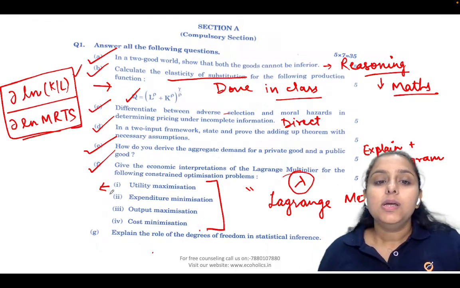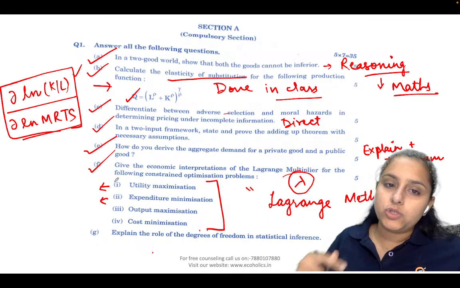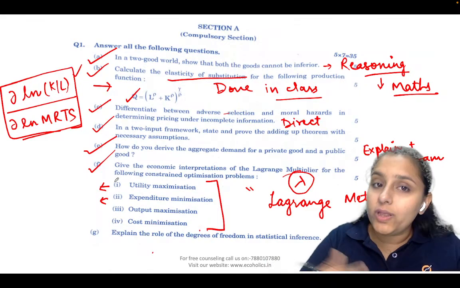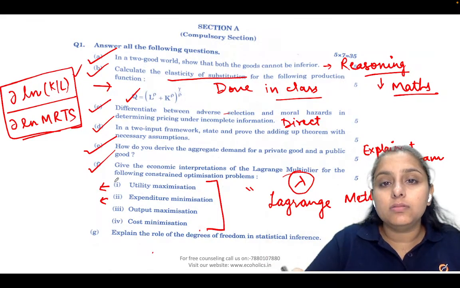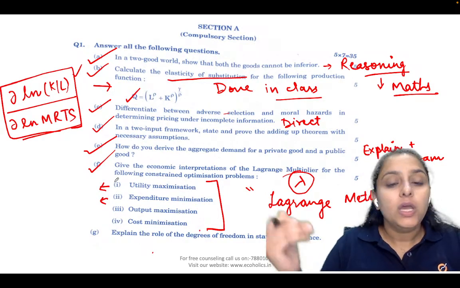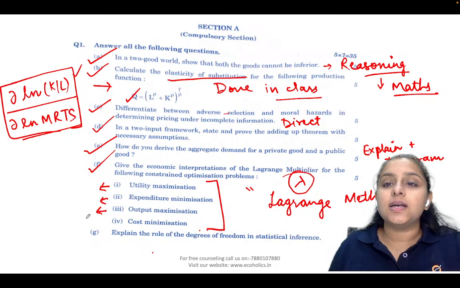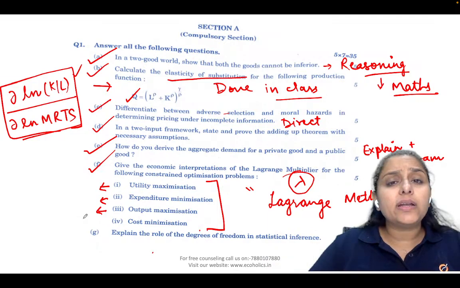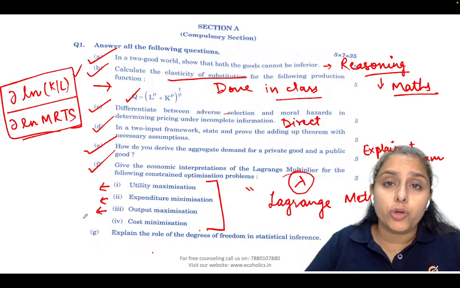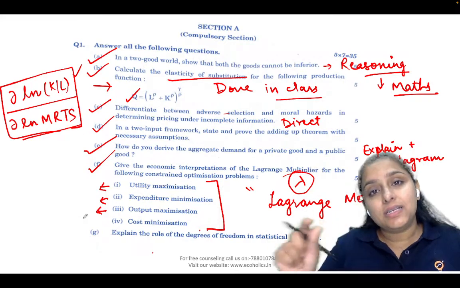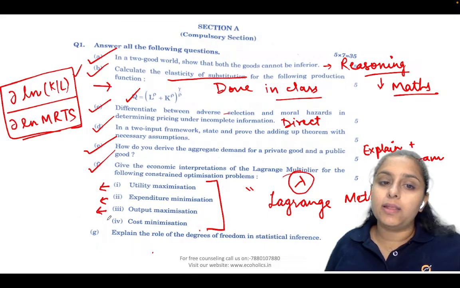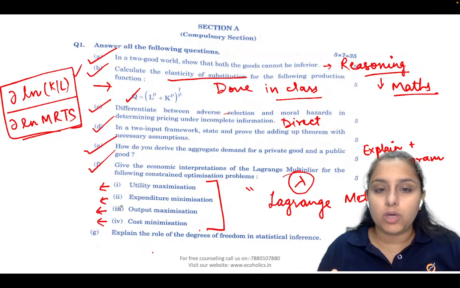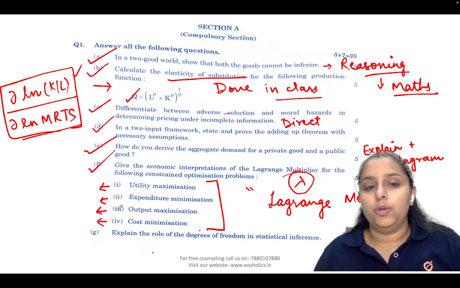Similarly, for expenditure minimization, it tells us how the consumer is willing to trade off one good with another while maintaining a constant utility level. In output maximization, Lagrange tells us the marginal product of the input, that is, how much marginal output you gain if there is a small increase in the usage of the input. And in cost minimization, the Lagrange tells us the marginal cost of the input.